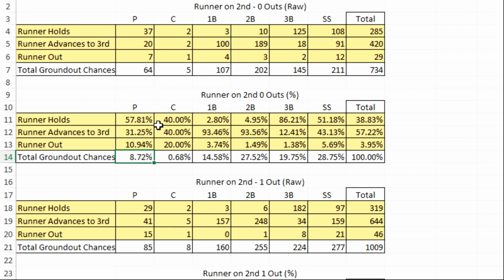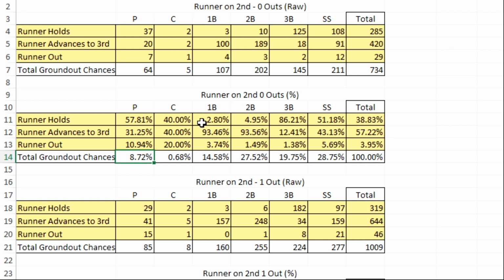And so what we can see is balls hit to the pitcher, the runner on second holds almost 60% of the time. He only advances less than a third of the time, which makes sense. Catcher, you can kind of dismiss because there's only 5 plays in those cases, so not really a significant number there to draw any conclusions from.